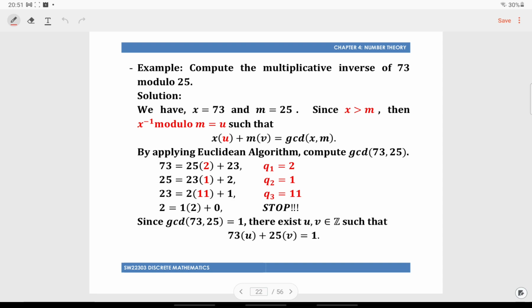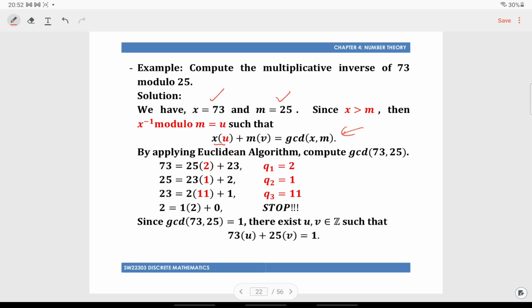So we consider this example. Compute the multiplicative inverse of 73 modulo 25. So we know that x equals 73 and m equals 25. Then we compare these two numbers. Obviously x is greater than m. So what does it mean? That means we pair x with u, and v with m. So we need to find u and v which satisfy the following equation. Because x is paired with u, the multiplicative inverse of x modulo m equals u.